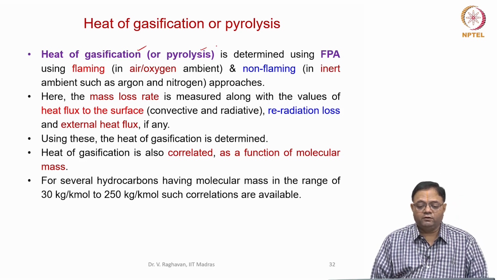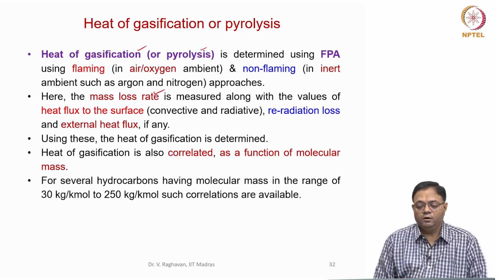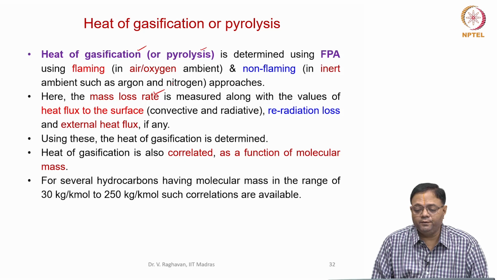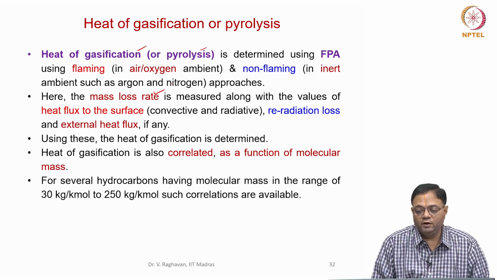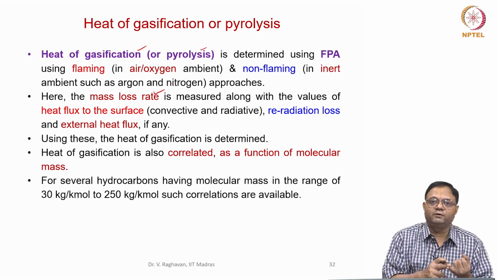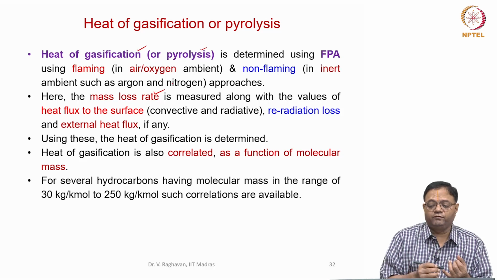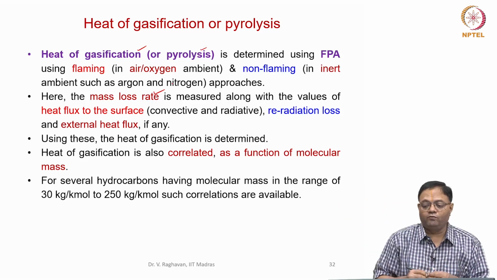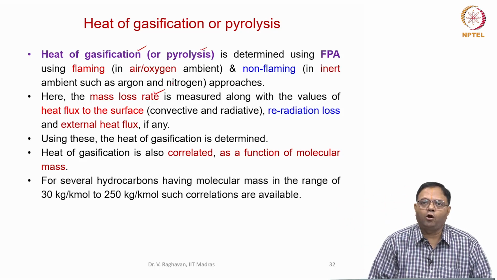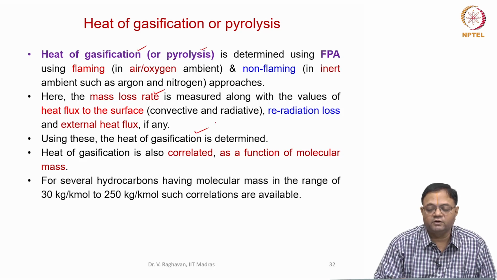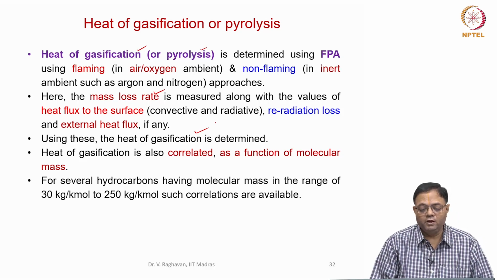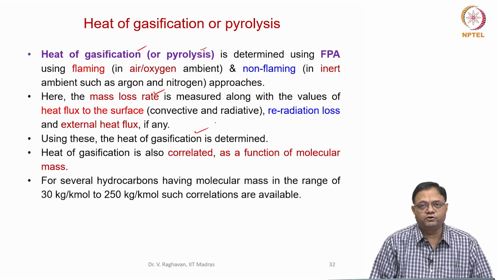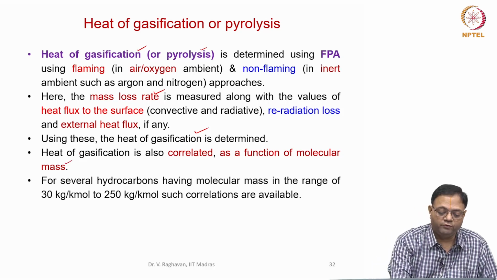Now, the second one is the mass loss rate. Mass loss rate is measured along with the values of heat flux to the surface, radiation loss and external heat flux. So, using the mass loss rate measurement and the heat flux to the surface, we put some radiation sensors around this fire, so that you know the radiation loss, and also capture any external heat flux present. Based upon this, the heat of gasification is determined using a simple theory, and this heat of gasification is correlated as a function of molecular mass of substances.